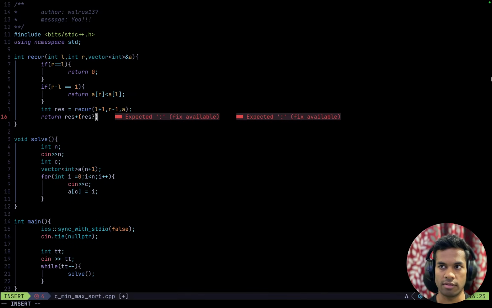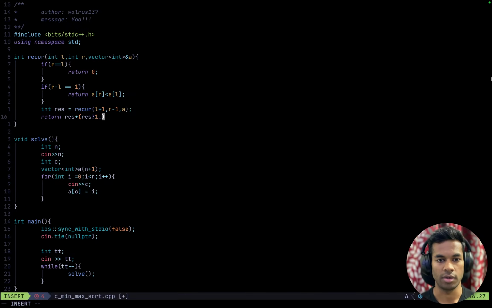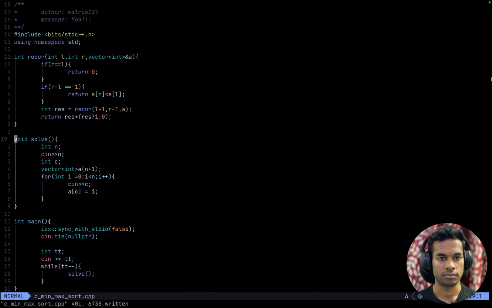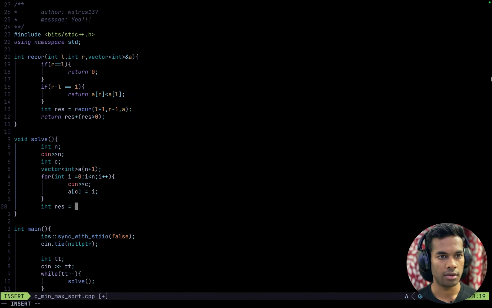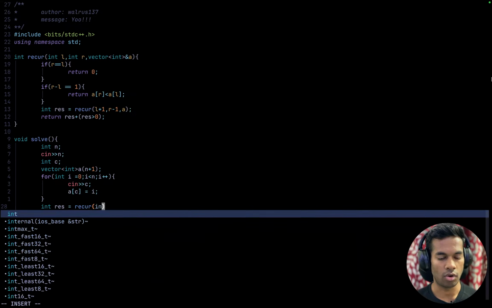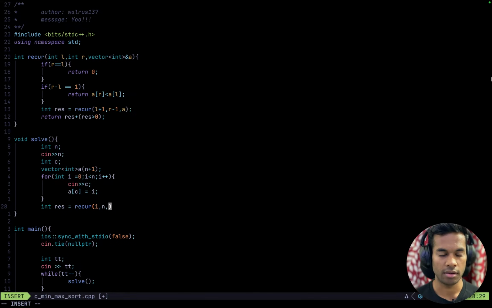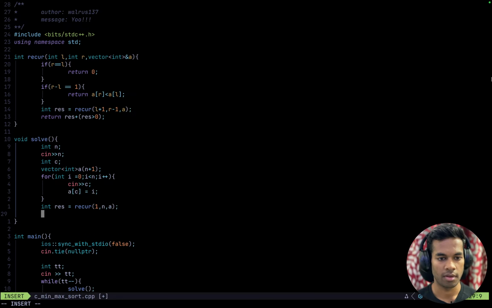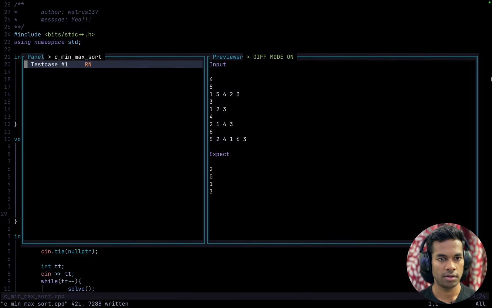If res is some non-negative number, if res is 1, then we will add 1, otherwise add 0. Or we can just here say res greater than 0. If res is greater than 0, then add 1 to res, otherwise don't. And then I think here int response should be a recursive call to L1 and N, R is N and A, cout res, and does not work.